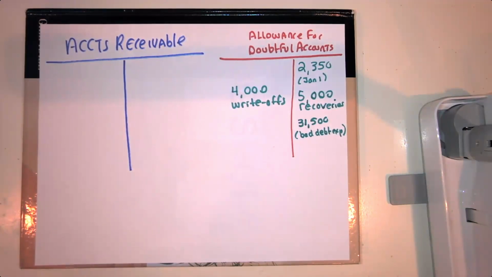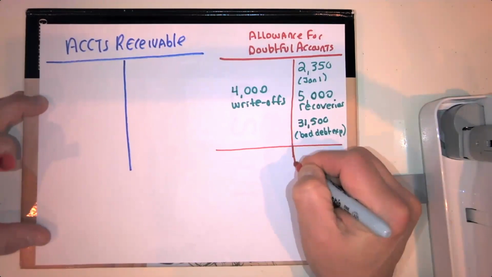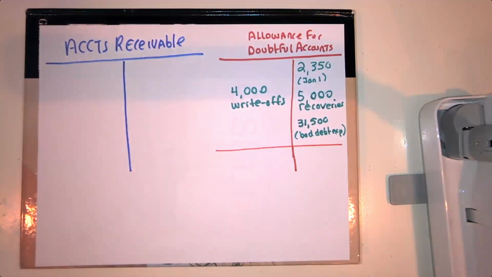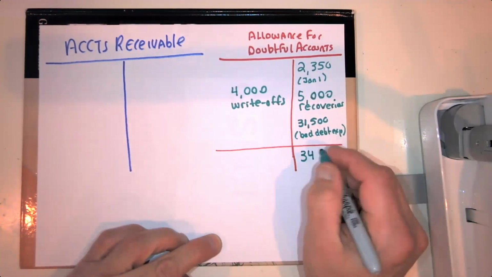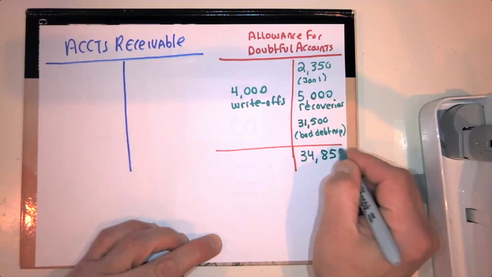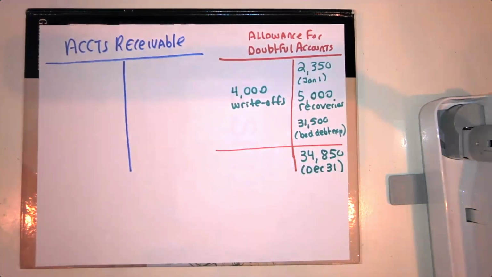And that lets us figure out the balance at December 31. You guys know how to work a T account by now. And at December 31st, the balance is $34,850.